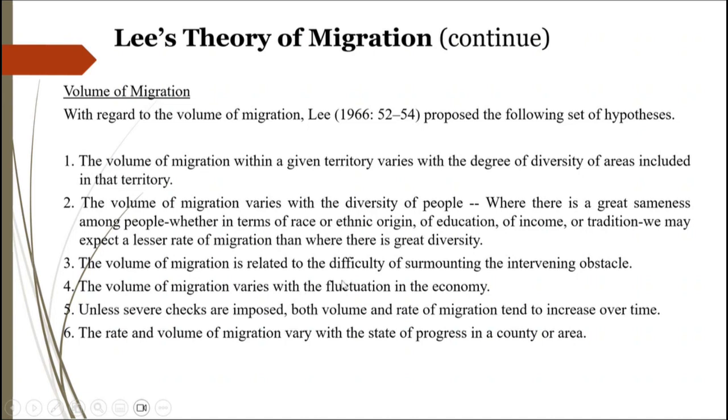The volume of migration is related to the difficulty of surmounting intervening obstacles. Again, intervening obstacle. Volume of migration varies with the fluctuation of the economy. Right? For example, if let's say the Malaysian currency dropped drastically in the last few years, then you would expect that more Malaysians will migrate to Singapore. Right? But then several checks are imposed.